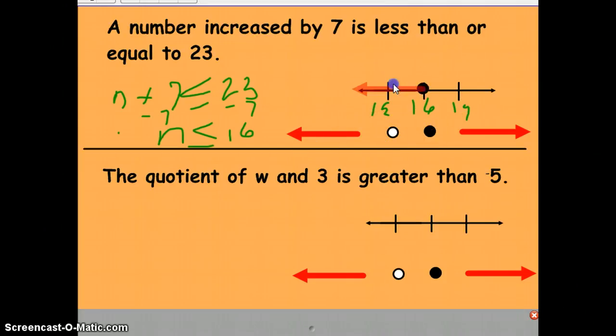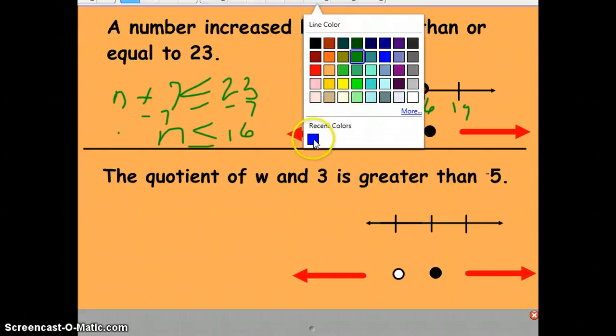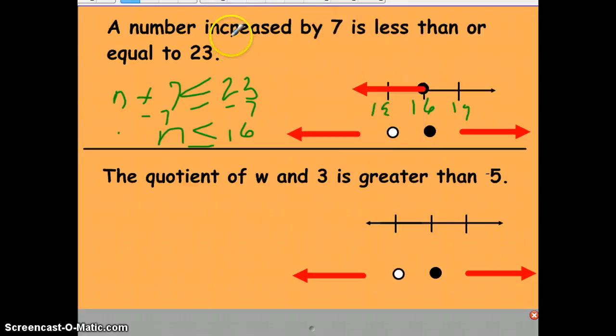Now, if we want to do our check, let's get a different color here. I'm going to say let's pick something that's less than 16. So let's go with 15. If I put 15 plus 7, is it going to be less than or equal to 23? Well, of course, because this is 22, and 22 is less than or equal to 23.